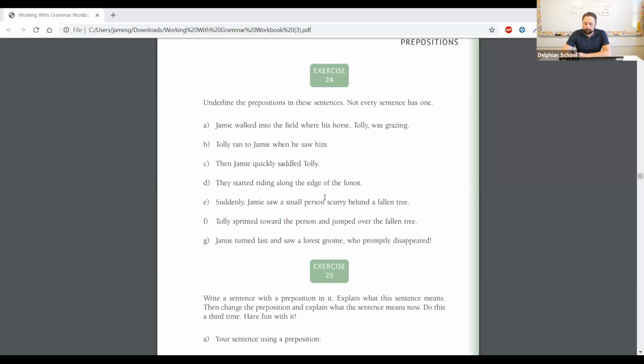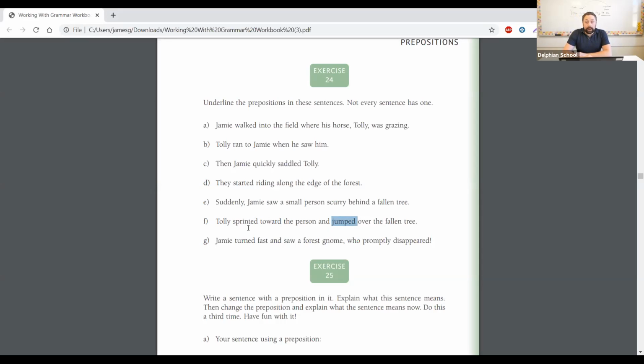Very good job. Let's break down why those are the prepositional phrases. So we could just say Tolly sprinted, and that would be a complete thought. Tolly is the subject, and sprinted is the action of the sentence. There's another action later, jumped. So the sentence could be Tolly sprinted and jumped. But if you're like me, you might say, sprinted where? Jumped where? What are we talking about?